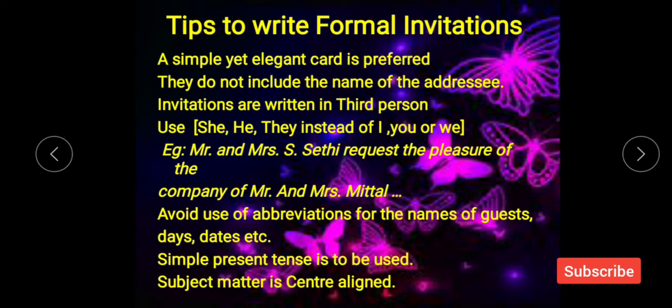Now, tips to write a formal invitation. When you are writing the invitation, make sure an elegant card is preferred. Invitations in a formal manner should be written in third person, which means he, she, they, them, their, instead of using I, you, and we. Here is the example which you can very easily go through. Similarly, make sure that you use simple present tense when you are writing the invitation. And the subject matter should be centrally aligned.